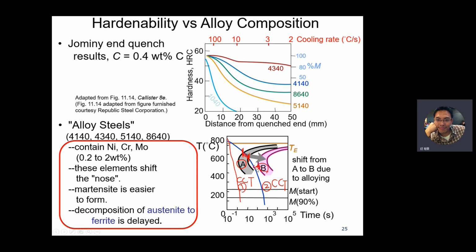What does that mean? That means the pearlite will not form during this cooling process. Or we can say the austenite didn't transform to pearlite. It will transform to martensite directly. You can see the curve 2, the blue one, without any contact with the nose. That means the martensite will form directly without any transformation of pearlite.